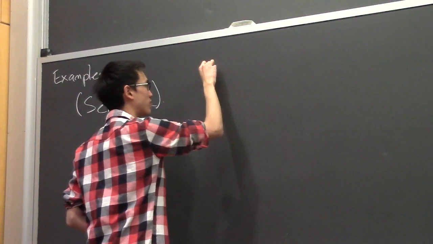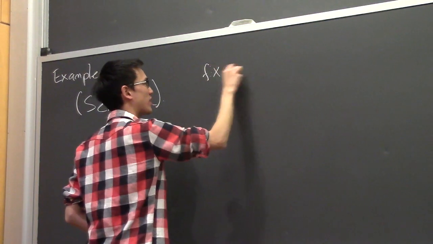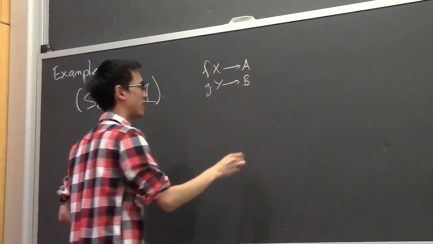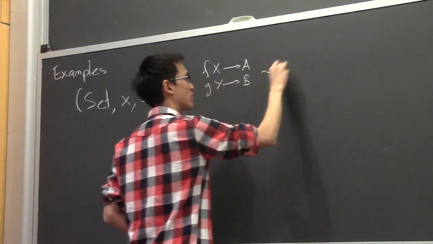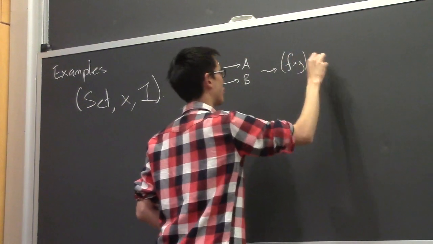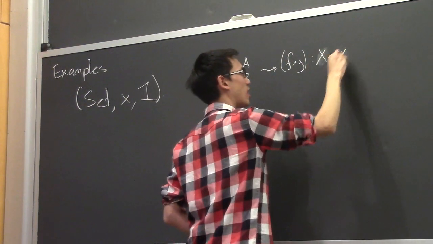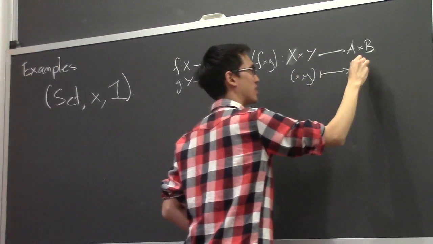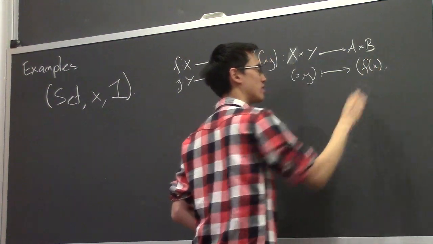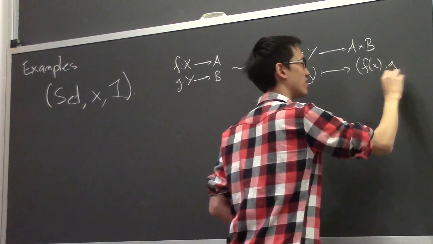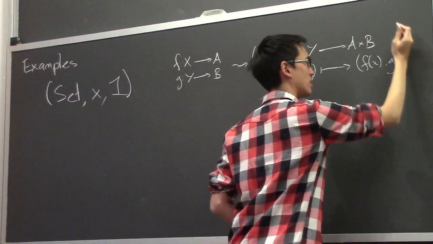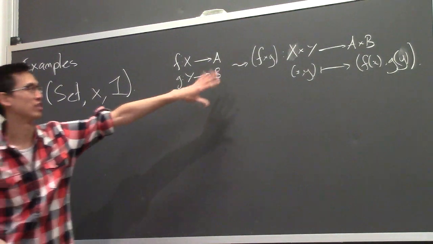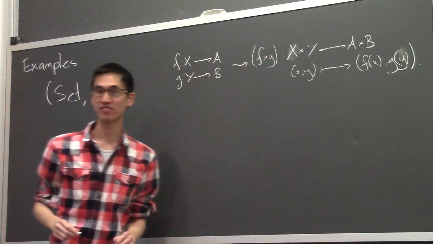So what's the product of two functions? If I have f from x to a and g from y to b, then I can get a map called f times g from x times y to a times b, where it takes a pair x, y, and maps it to a using f, and maps it to b using g. So these two maps operate separately on each coordinate.